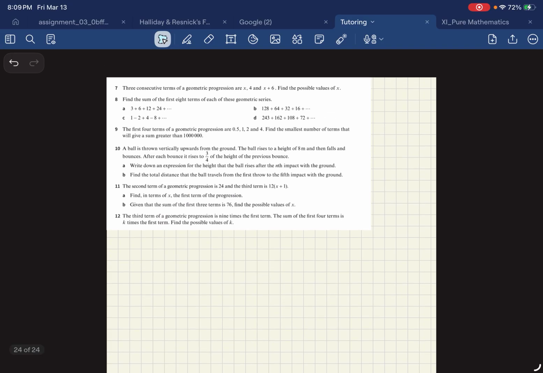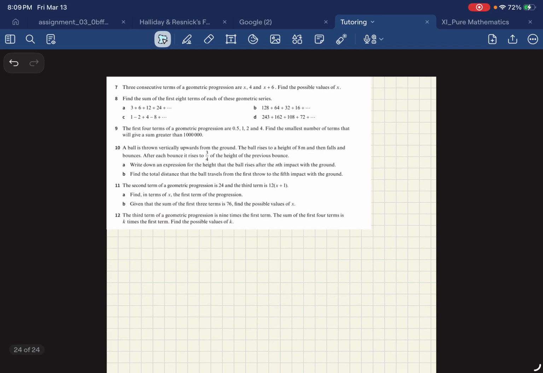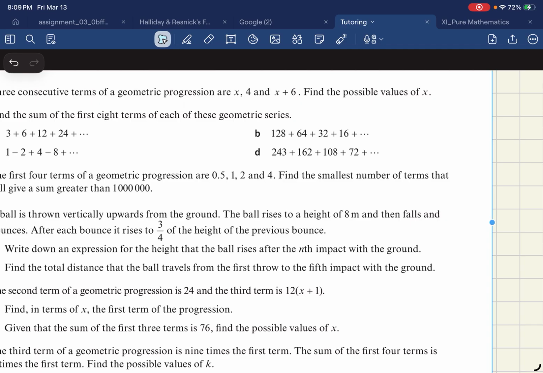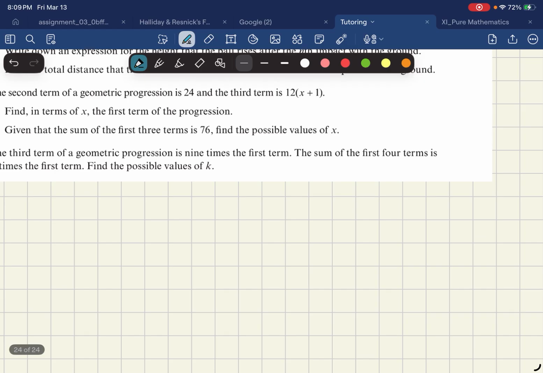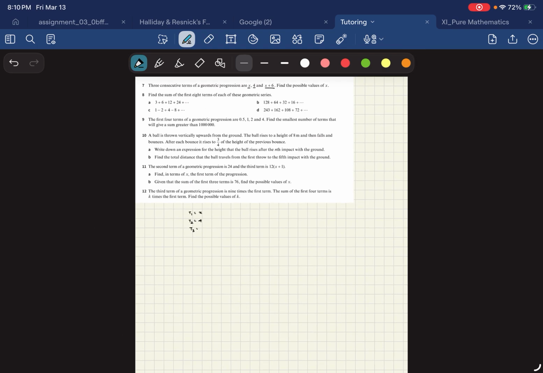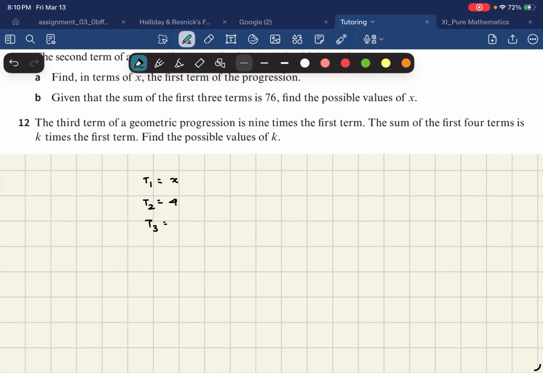So, question 7. Three consecutive terms of a geometric progression are x, 4, and x plus 6. Find the possible values of x. So we have the first three terms. We have x, which is a, ar, which is the second term. So I'm just going to write it as t1 is equal to x, t2 is equal to 4, and t3, the third term, is given to be x plus 6.